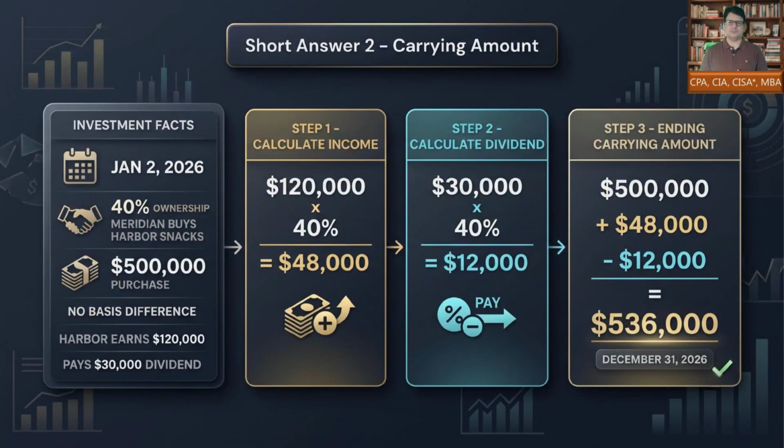Meridian buys 40% of Harbor Snacks for $500,000 on January 2nd, 2026. No basis difference exists. Harbor earns $120,000 and pays $30,000 in dividends during 2026. The task is to calculate equity method income, dividend received, and ending carrying amount. This is the clean equity method engine from video 3. So work in the order: income pickup, dividend, ending balance.